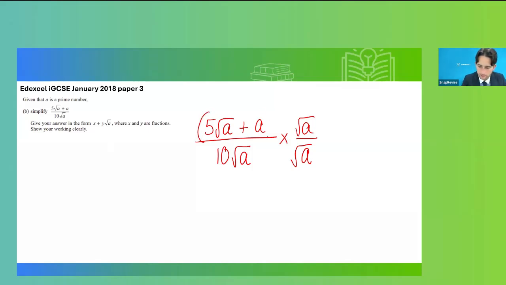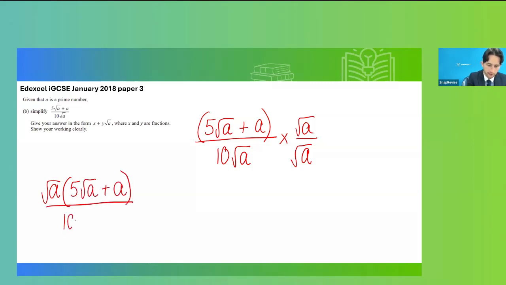And if we do this, treat this like a single bracket on the top. We get root A being timesed by 5 root A plus A, and 10 root A is being timesed by root A. So on the bottom, we have 10A, because root A times root A is root A squared, and the square root of A squared is A. So by design, root A times root A just becomes A. And then on the top, 5 root A times root A just becomes 5A.